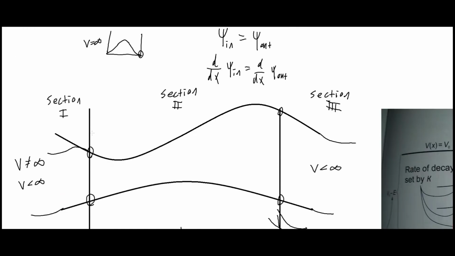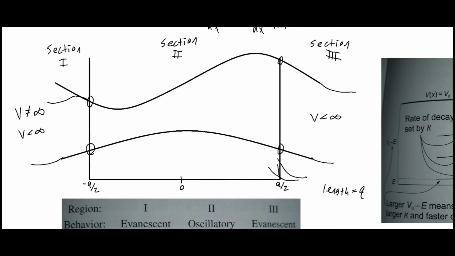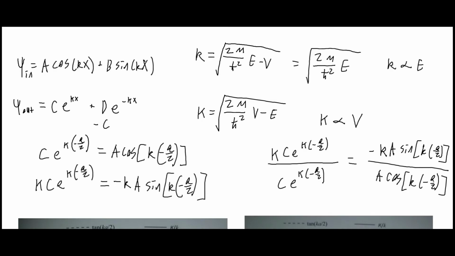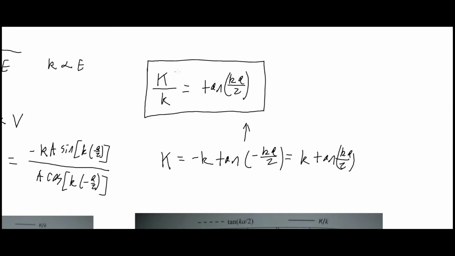Remember, we did the logarithmic derivative, the derivative at the boundaries divided by the function at the boundaries, which we wanted those to be equal. And through that, we ended up getting this equation right here. This is what they call a transcendental equation, because we have this tangent here. And so that makes it difficult to solve analytically.